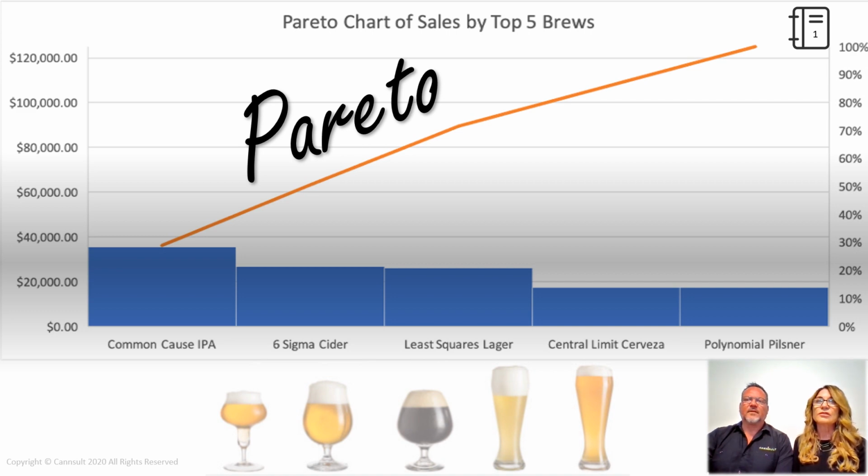The secondary y-axis is the percentage that each category is contributing to the total. The first bar is contributing a little over 25%. If we add the first 2 bars together, it's over 50%. Add the first 3 together and so on until we get to 100%. The line showing the cumulative percentage is called the cumulative line, or the cum line for short.